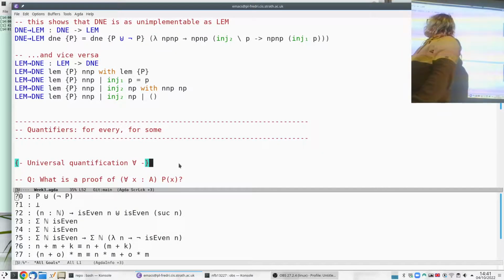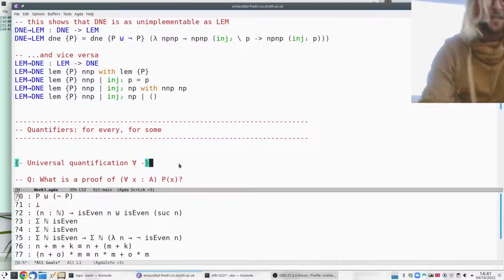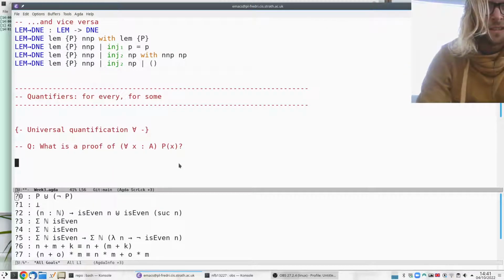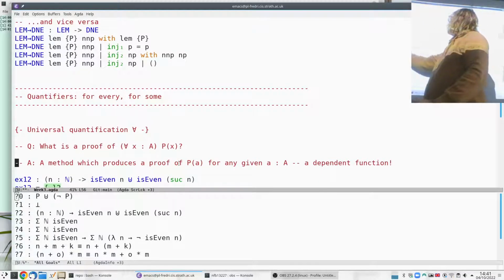What does it mean to show that for every x in A, P of x holds? It should mean that if Colin wants to prove this, then he should be ready for every x in A that I give him, he should be able to give me back a proof of P of x, right? If Colin wants to show for every natural number P of n, then if I give him 17, then he should give me a proof of P of 17. If I give him 10 million and 3, then he should give me a proof of P of 10 million and 3, etc. So that sounds like a function which takes an A and gives you back a proof of P of A.